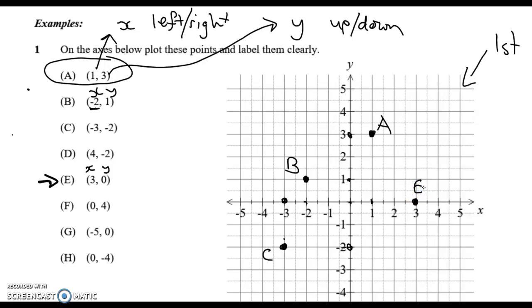And likewise, if we found one just on the y-axis, it'd be where x is 0. So if we look at F, that's 0 on the x-axis, and then 4 is up here, so this up here is going to be the point F. Alright, so that's how we label points on the axes.